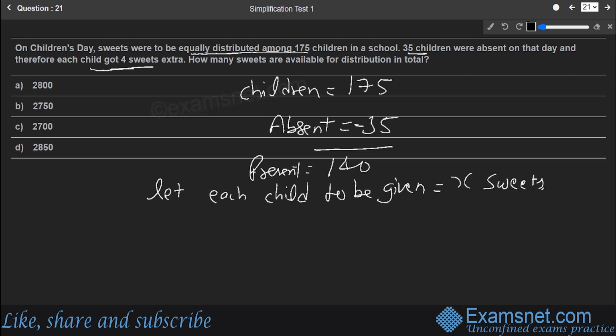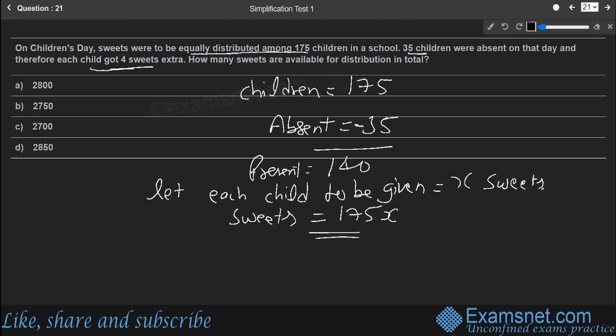Now, let us see how many sweets were there. So the total number of sweets that were already available to distribute were the total number of children multiplied by the sweets given to each child. So that is 175 into x, that is 175x. So this is the total number of sweets.